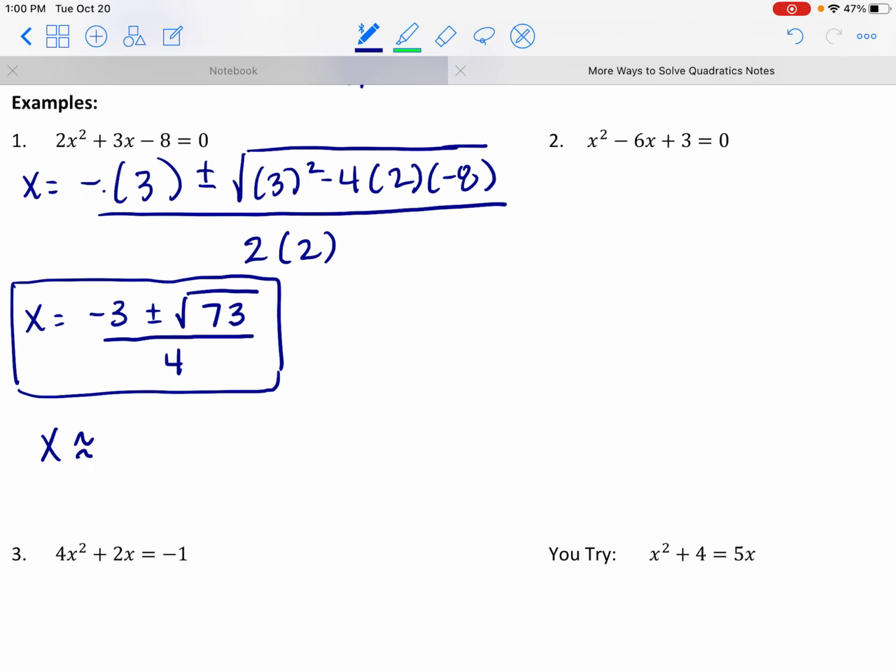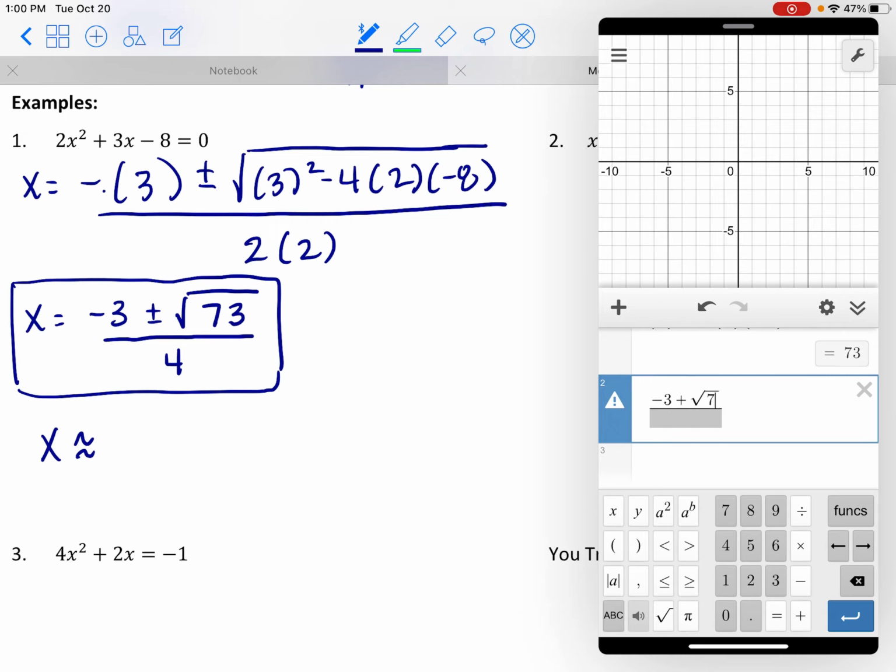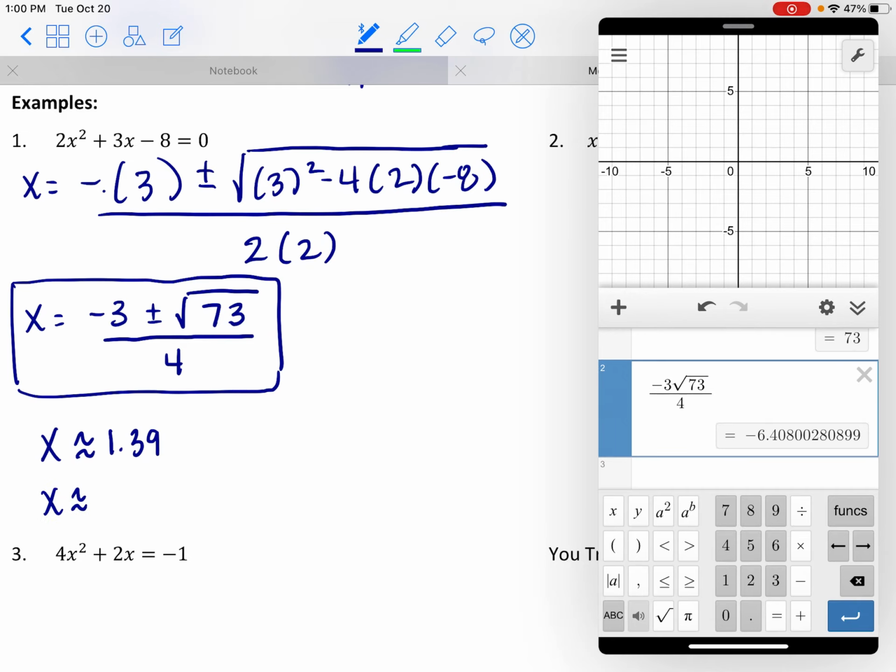Now, if we needed to approximate those, we're looking at negative 3 plus a radical 73 all divided by 4, which would be about 1.39. And if we change that plus to a minus, we can see that that's negative 2.89. So those are your two approximate solutions. They're ugly, but there they are.